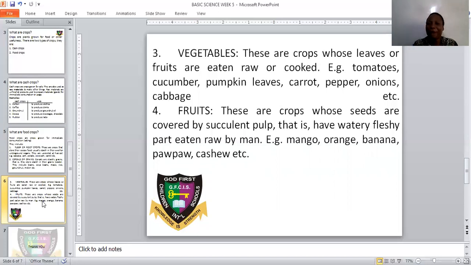Basic science that we are doing this term is more of practical. Yes, practical. Education is light. It's just like turning us to farmers, and I've told you the major occupation in Nigeria is farming. So you should not just eat these crops. You should know how they are planted, how they grow, how they are harvested, and how they are taken to the market.